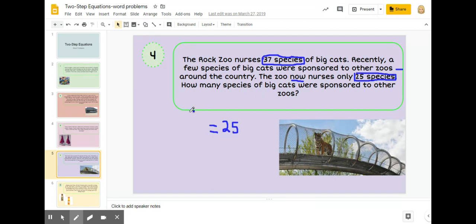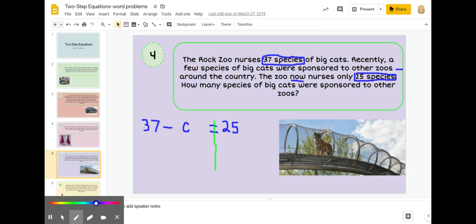What was I thinking? They started with 37. And they sent some to other zoos. Some. We have no idea how many they sent. So there is our variable. What are we talking about? Cats? Let's just use a C. Of course, you can use whatever letter you want. Feel free to just go rogue with it. I'll even draw my line down the center because it's working with the cursor.